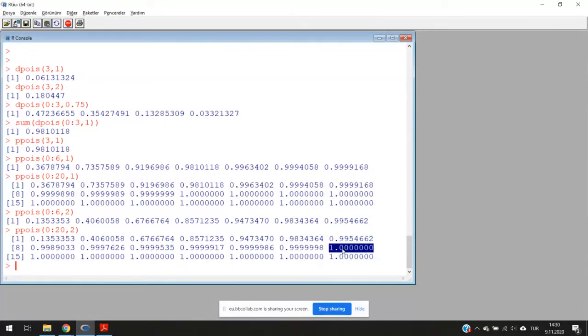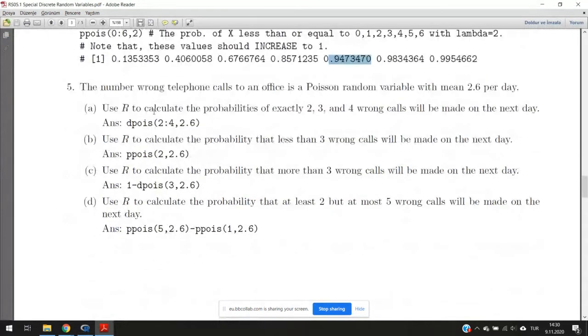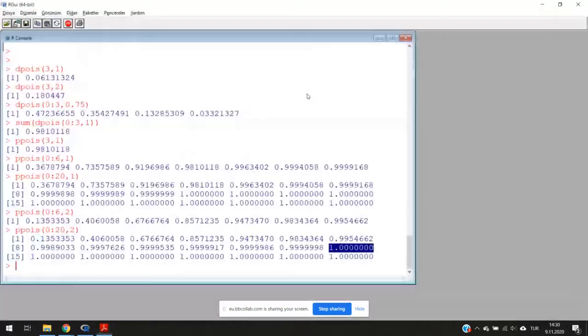Even though a Poisson random variable can theoretically take any non-negative integer, probabilistically, it is not very likely to observe very, very large values. Okay. Now let's just solve question 5. It says, let's say the number of wrong telephone calls to an office is a Poisson random variable with mean 2.6 per day.